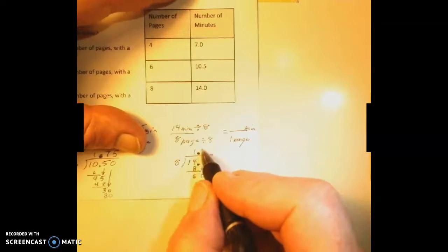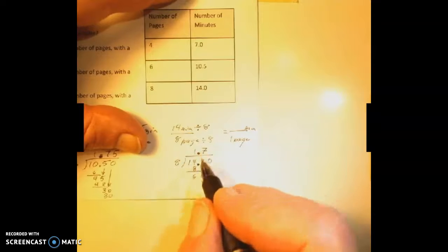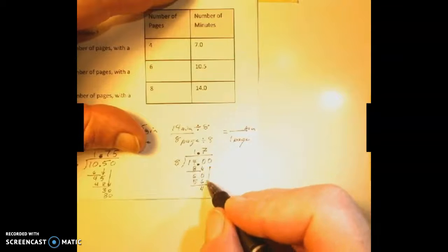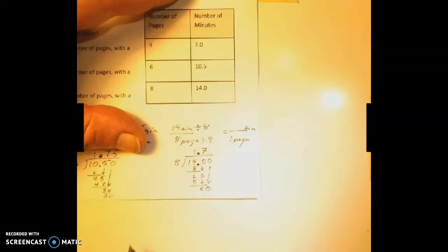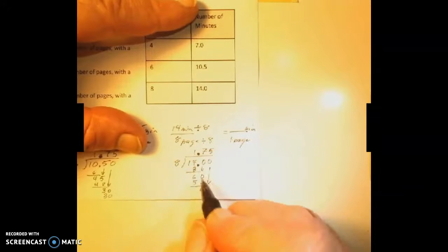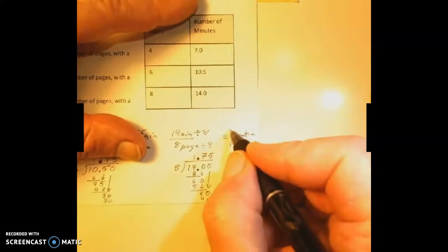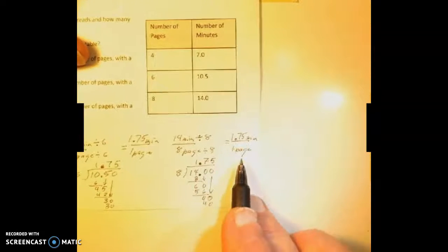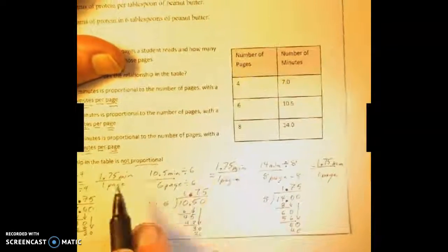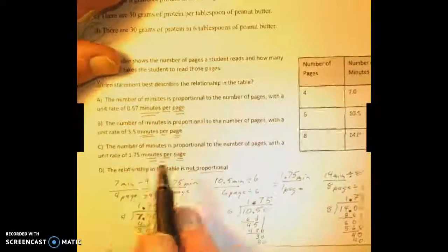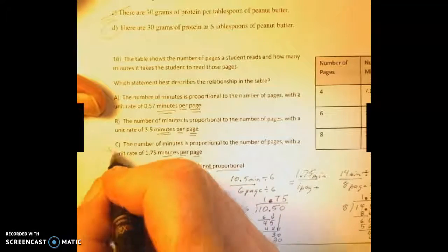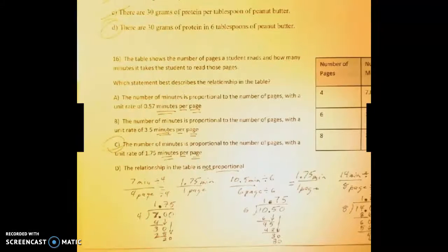8 would go into 60 7 times. 7 times 8 is 56. Subtract, you get a 4. What a wonderful thing to get, because now when you bring down your next 0, you're saying 8 goes into 40 exactly 5 times, and that gives me 0 remainder. So this is, again, our 1.75, 1 and 75 hundredths minutes per page. It was consistent throughout. So yes, it is proportional, and the one that says 1.75, 1 and 75 hundredths minutes per page is letter C, and we are done with the study.